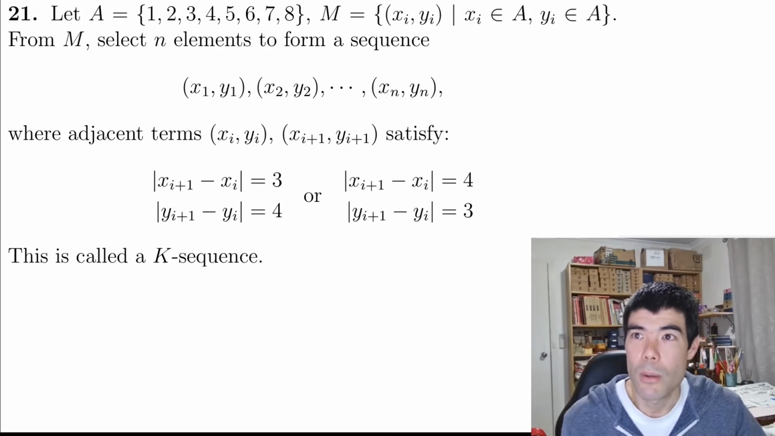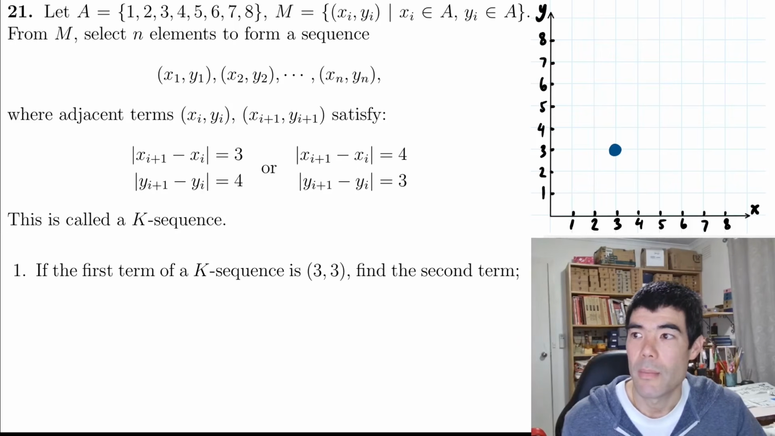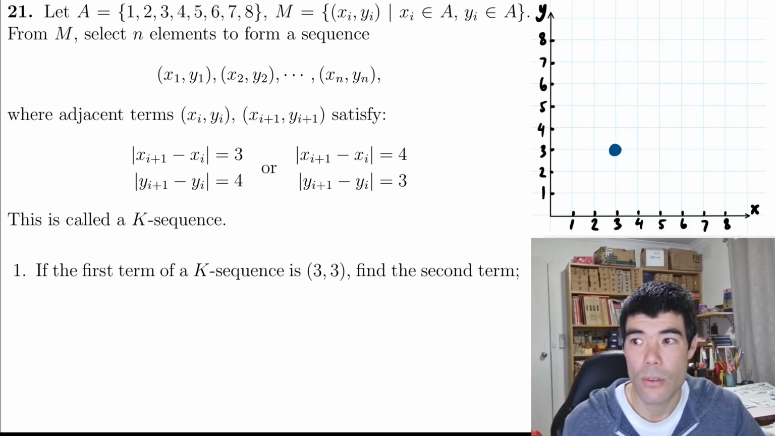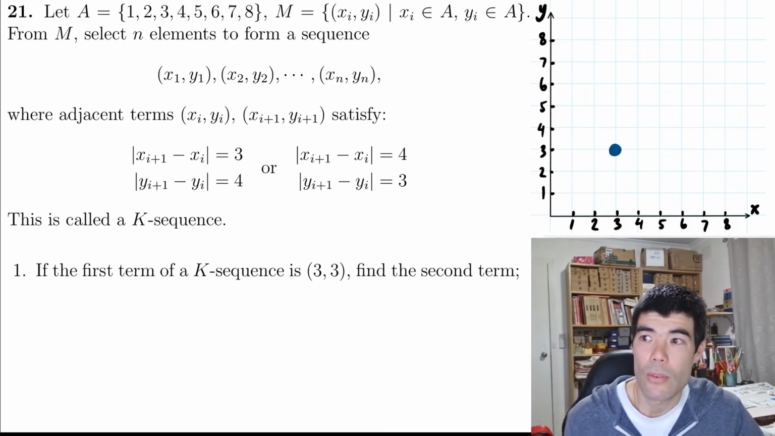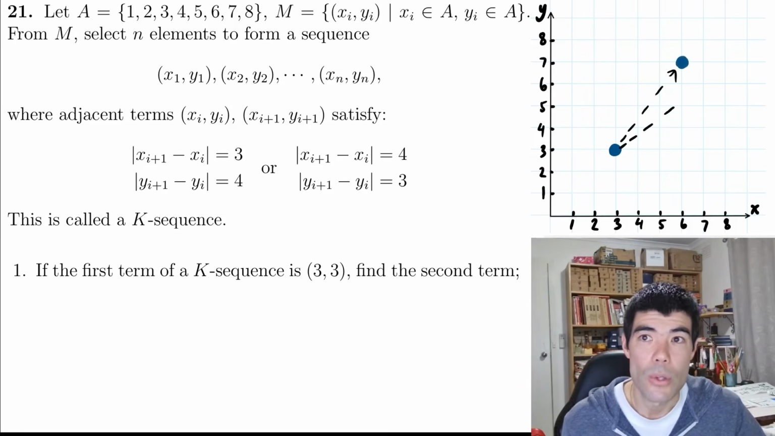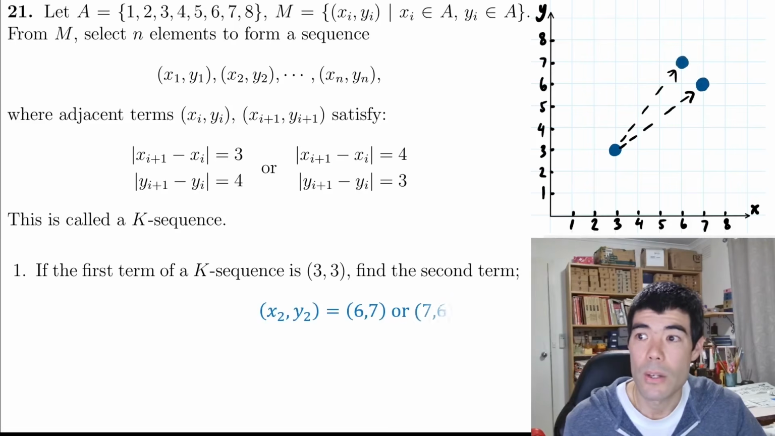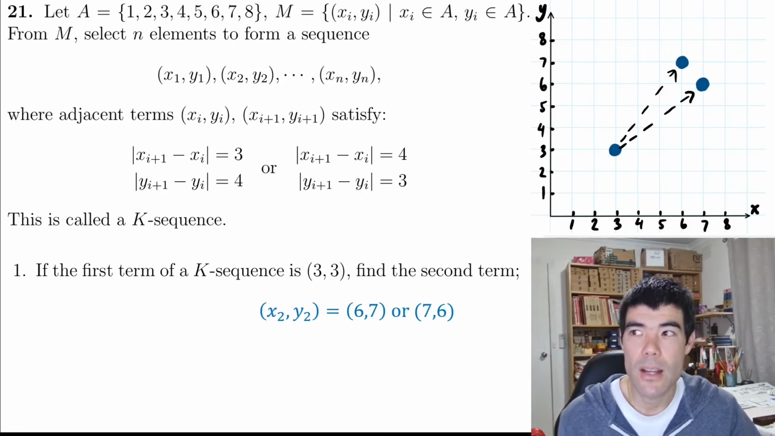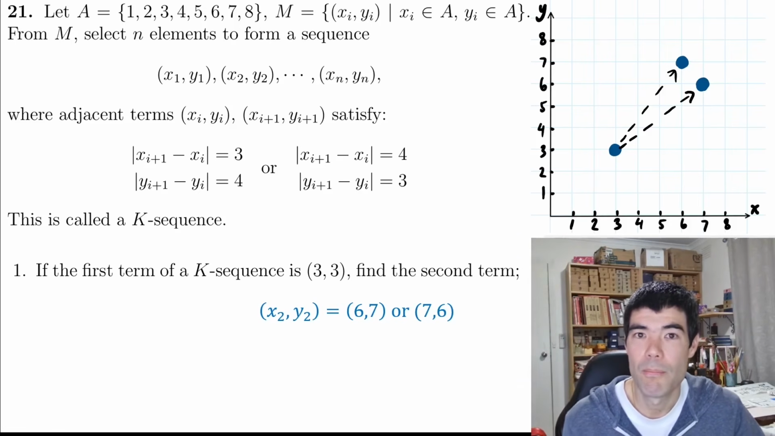So to understand this, we probably want to draw up a diagram. And we can start just by jumping into the first part of the problem, which is: if the first term of a K sequence is (3, 3), find the second term. I've drawn up an XY grid there from 1 to 8 and labeled (3, 3). So where could we go next? We either go 3 steps across and 4 steps up, or 4 steps across and 3 steps up. We have to land on an integer from 1 to 8. So that gives us two choices. Either we land on (6, 7) or (7, 6). So the first part of the question is really just testing our understanding of the problem statement.